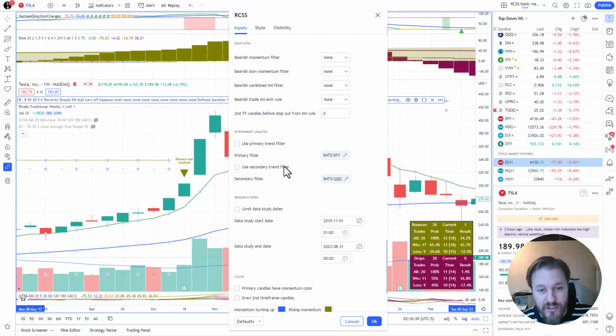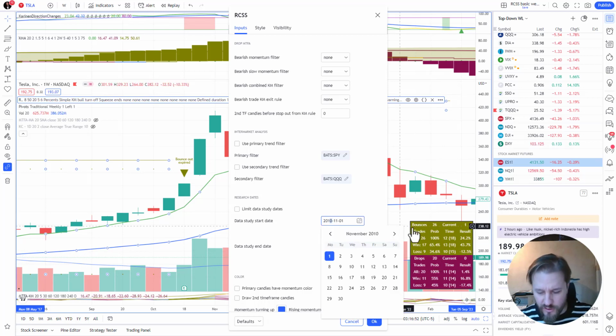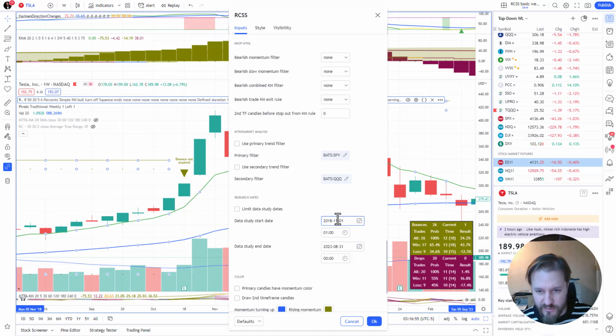Now let's take a look at the research dates. So this is just like if you want to research, limit your research days when it comes to the data box. Let's say I want to only simulate from the 1st of January 2018 until well, as long as it goes. I would put this on and see how good Tesla has been recently. Quite damn good. Quite damn good on both.